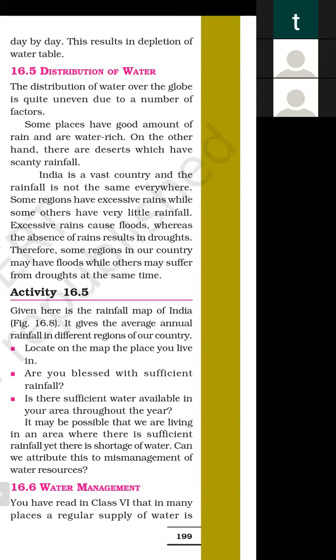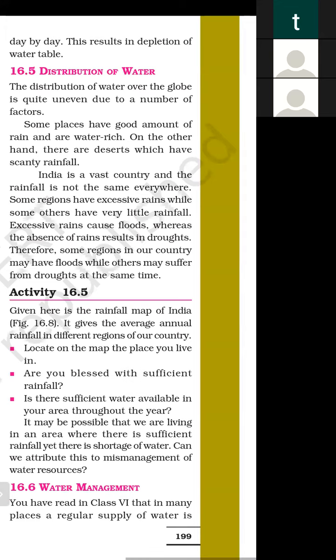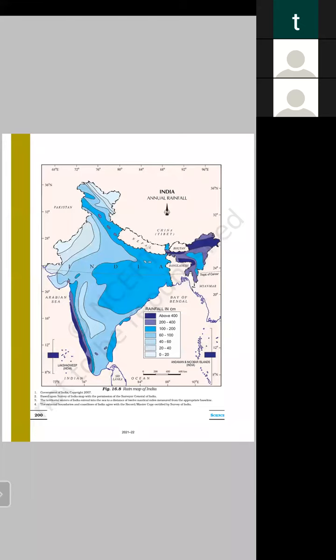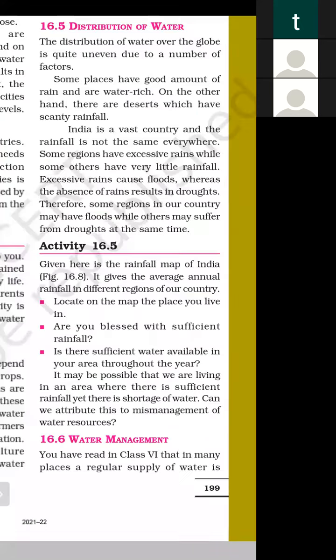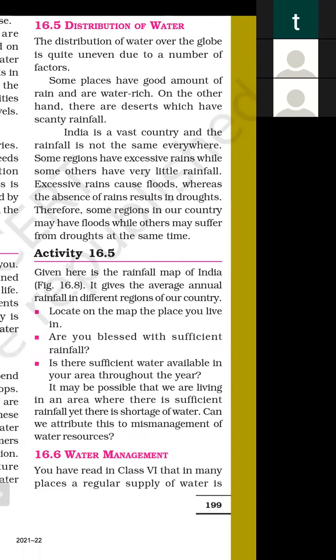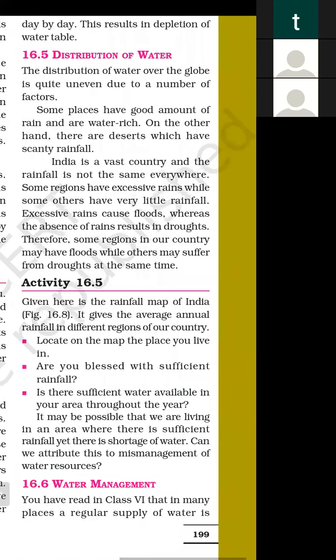Activity 16.5: given here is a rainfall map of India, figure 16.8. Observe this map on page number 200. All the colors are for different rainfalls. It gives the average annual rainfall in different regions of our country. Locate on the map the place where you live. Are you blessed with sufficient rainfall? Is there sufficient water available in your area throughout the year?